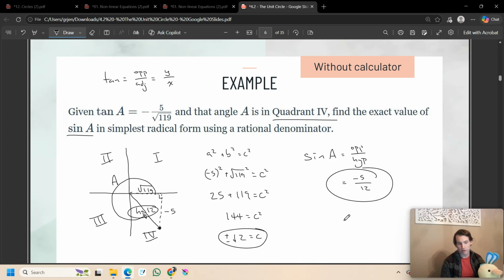We're using a rational denominator. Can't get simpler than that. 12 is a rational number. So what else to say about that? Well, you have CAST, C-A-S-T. Sine is positive over here and here, where they're all positive. So sine is negative down here, where only cosine is positive. And indeed, we got a negative answer. So that is a way of error checking using the CAST rule. Let's keep going.